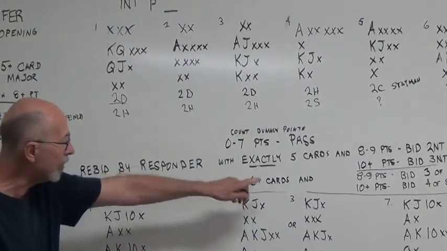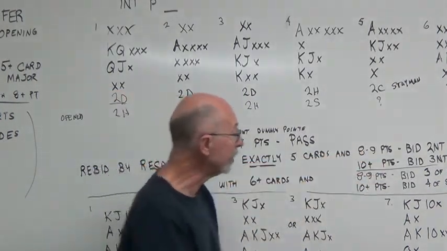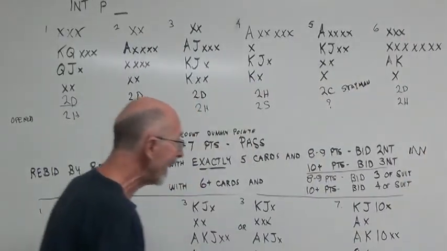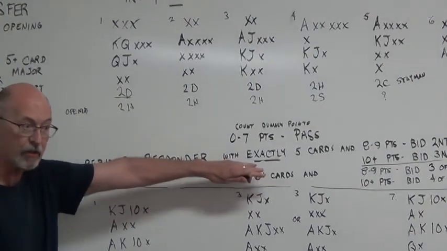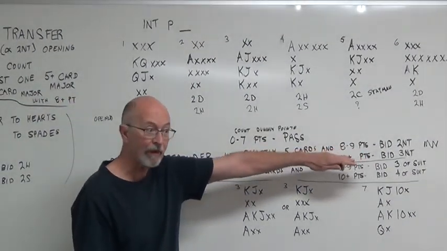With exactly 5 cards, you're going to bid 8 or 9 points, an invitational hand, you're going to make an invitational bid of 2 no trump. That told your partner, I have exactly 5 cards for the suit I transferred you to, and I have an invitational hand. That's what that means.